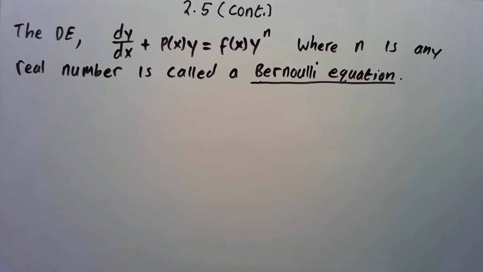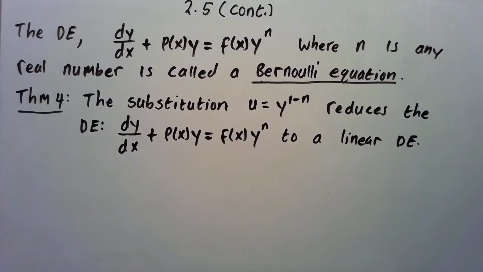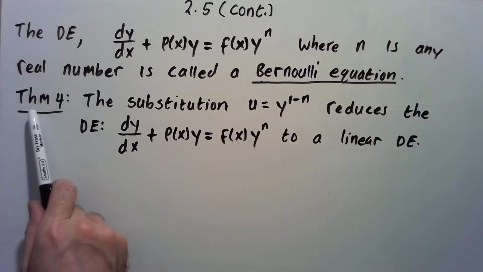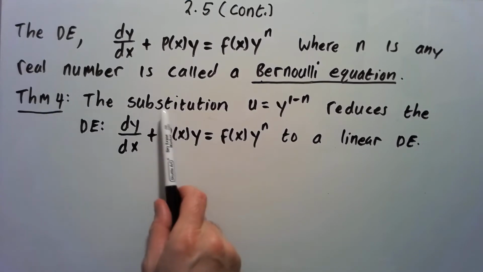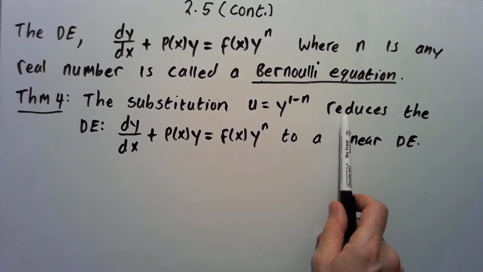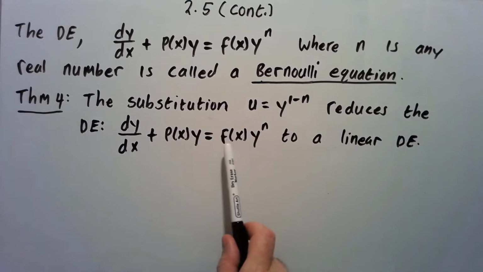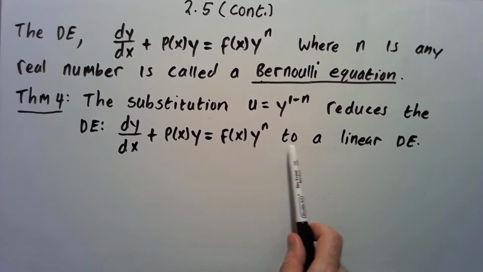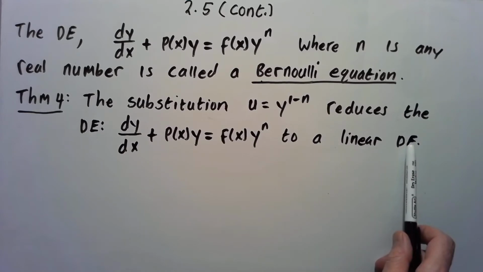So theorem 4, so let me write theorem 4 now. Okay, so here's theorem 4. It says the substitution u equal to y to the n minus 1 power reduces the Bernoulli differential equation to a linear differential equation. So let's prove that. So proof.